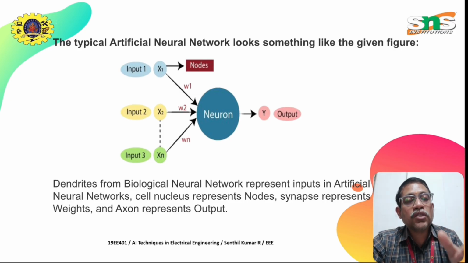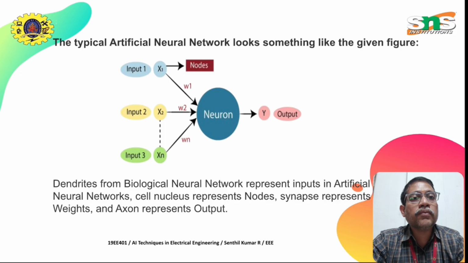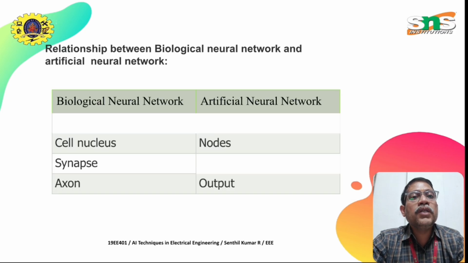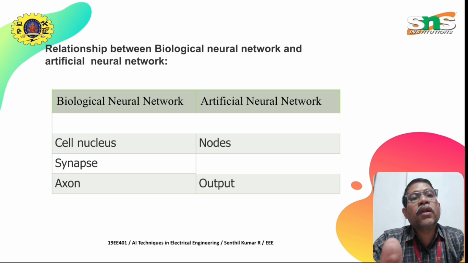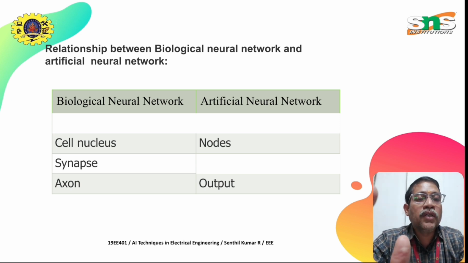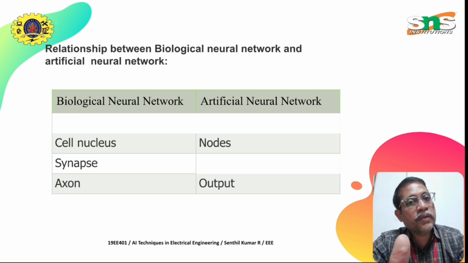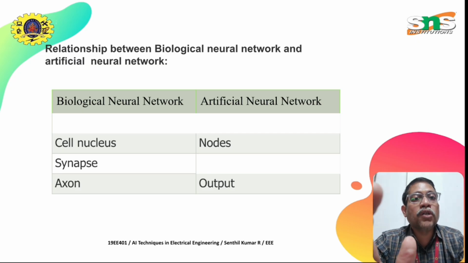Here again there is a threshold value for neurons also. See here, the relationship between biological neurons and the artificial neural network: the cell nucleus, the soma, is the node, and the synapses and axon are the output terminals. The synapses are used to generate the electrochemical fluid, the axon is the output terminal, and the input is the dendrites.